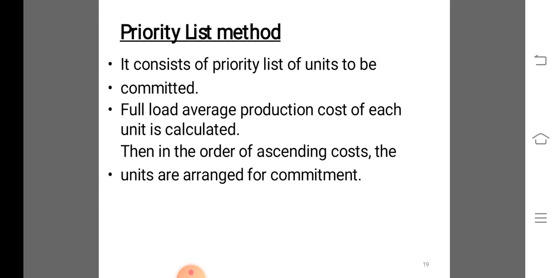The priority list method is the simplest unit commitment solution, which consists of creating a priority list of units. The full load average production cost is equal to the net heat rate at full load times the fuel cost. The cost assumptions are: first, the no load cost is 0; second, unit input output characteristics are linear between 0 output and full load; third, startup costs are a fixed amount. Fourth, ignore minimum uptime and minimum downtime.